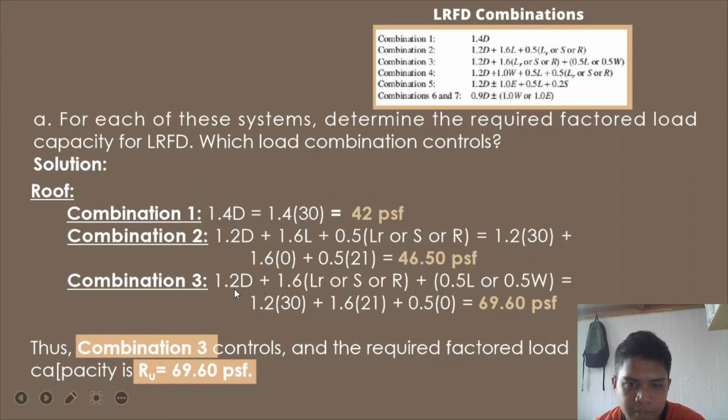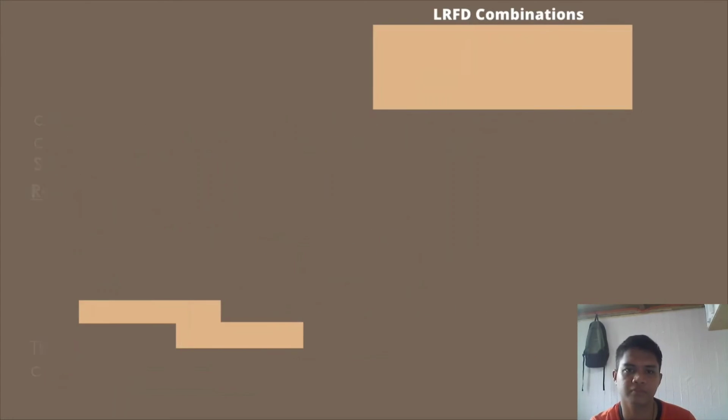Combination 3, same process pa rin. Snow gamitin natin dito. Wala tayong live load, wala tayong wind. 0 to. Okay, 69.60 PSF. Concluded answer natin is combination 3 controls and the required factor load capacity is 69.60 PSF. Okay? So yun na, ang goal lang nito is hanapin yung pinakamataas.